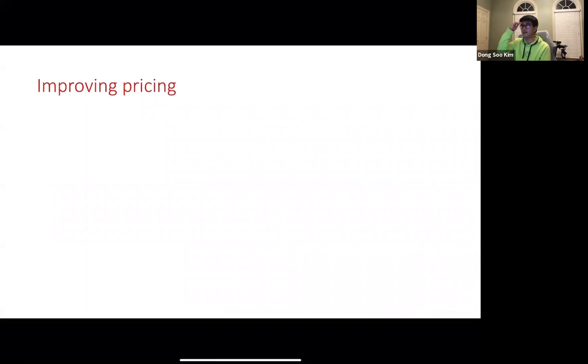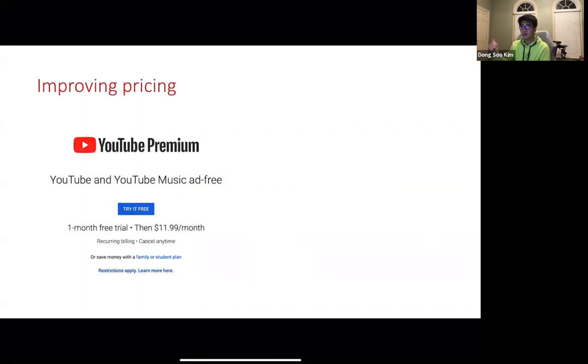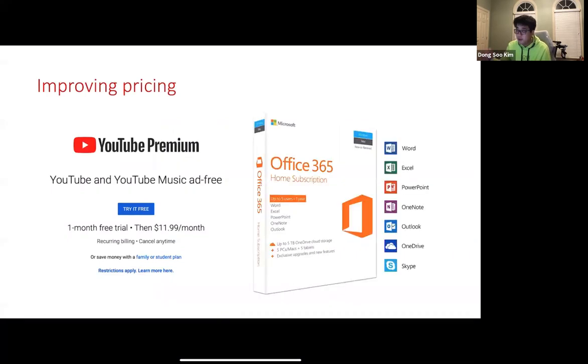Last, pricing schemes. This is another strategic level decision making like M&As. The first example is YouTube. YouTube is basically a free service, but viewers must watch some ads in a video. So there's a huge demand for ad-free videos, and YouTube introduced the premium service with a monthly fee to meet the demand. And another example is Microsoft Office.